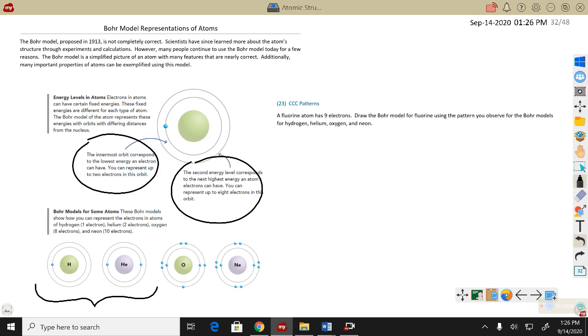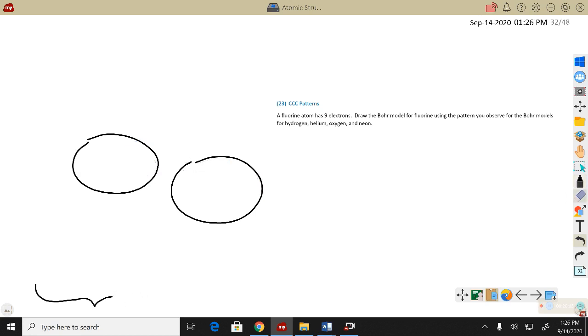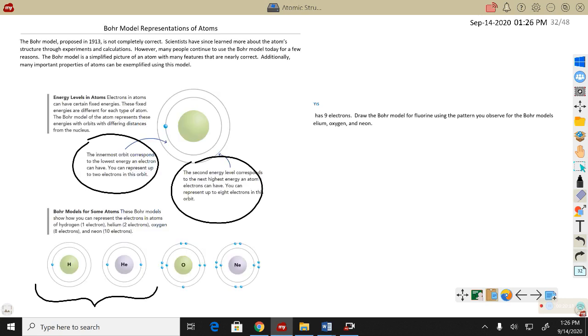A fluorine atom has 9 electrons. Draw the Bohr model for fluorine using the pattern you observe for the Bohr models for hydrogen, helium, oxygen, neon. So that's these guys down at the bottom here. Okay, so we've got these 4 models down at the bottom. And we're going to try to put in a model of fluorine. Okay, so fluorine has 9 electrons.